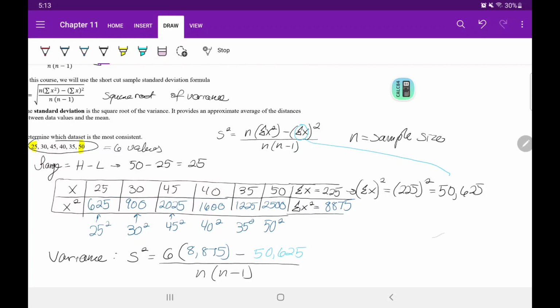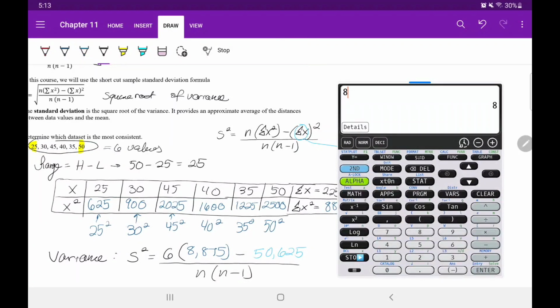Let's compute. Excuse me, my apologies. 6 times 8,875. Got to be careful right there. That is 6 times 8,875. That equals 53,250, minus that value, 50,625. That is going to equal 2,625.